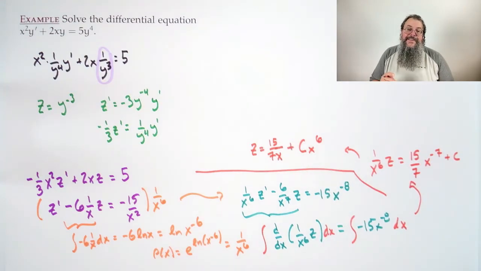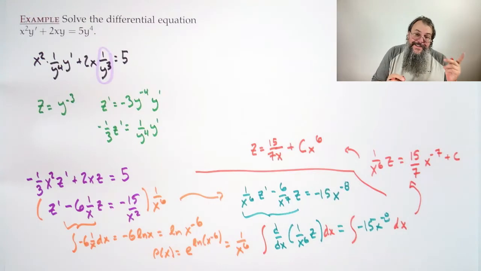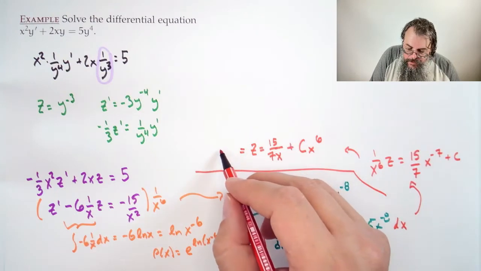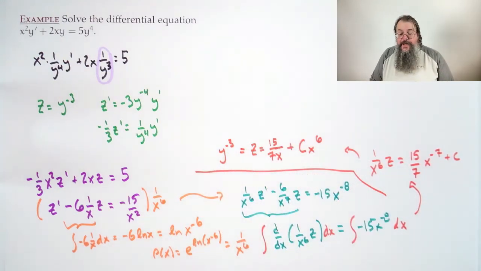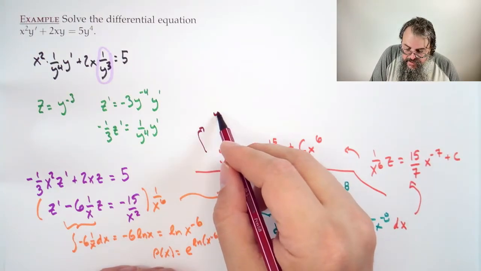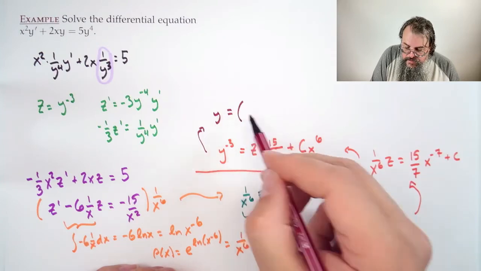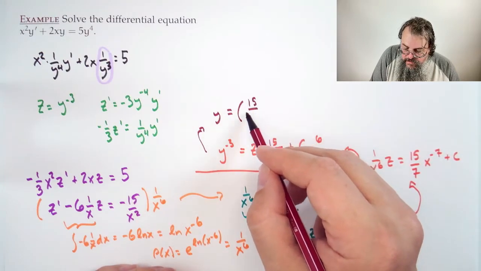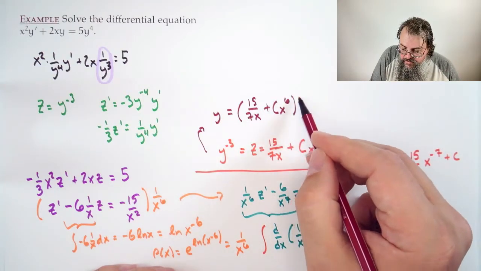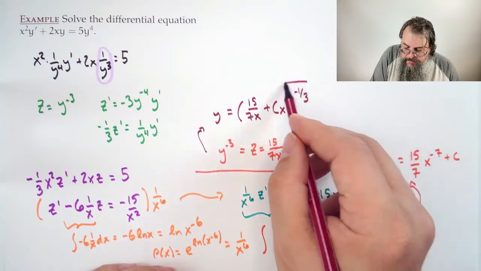All right, now that's z. It's not y. So we have to come along. So, well, what is y? Well, z is y to the minus 3. So finally, if we want to solve for y, well, take both sides and raise it to the minus 1/3 power. Because minus 3 and minus 1/3, they'll undo each other. And so we end up with finally getting our answer. Y is equal to 15 over 7x plus some constant x to the 6, all raised to the negative 1/3 power.